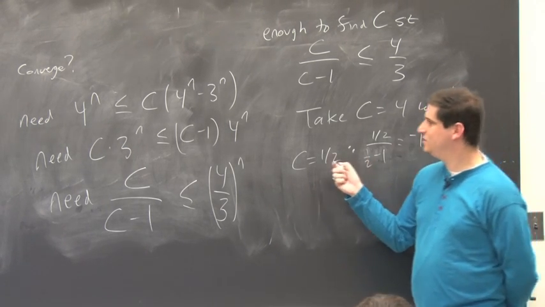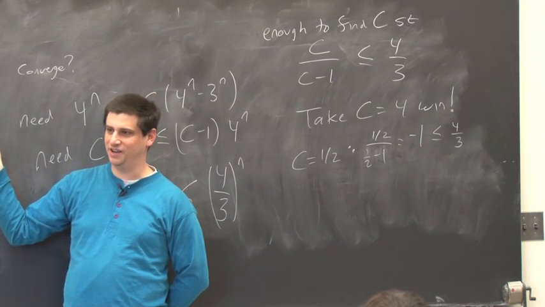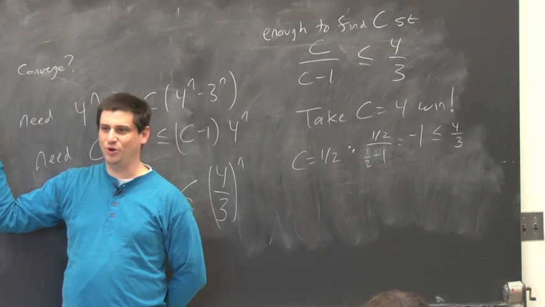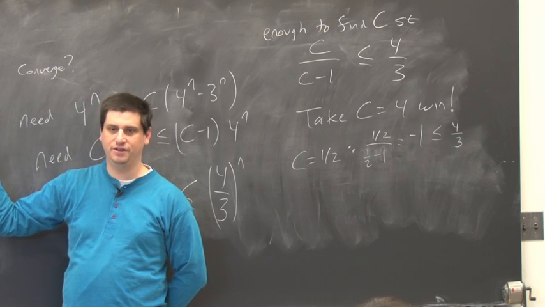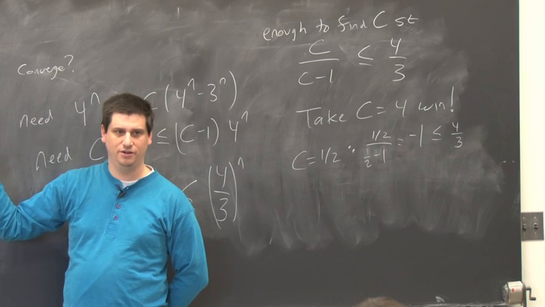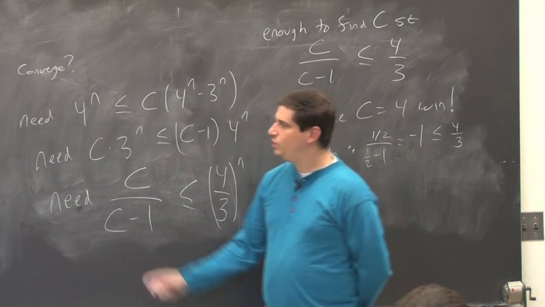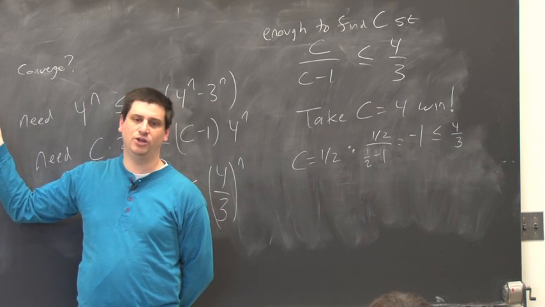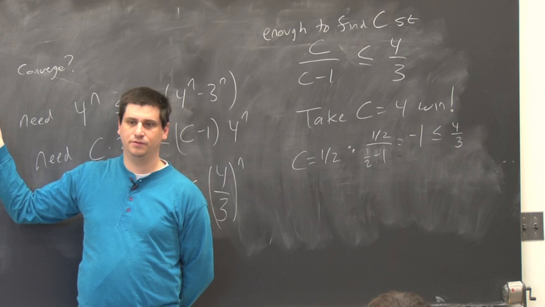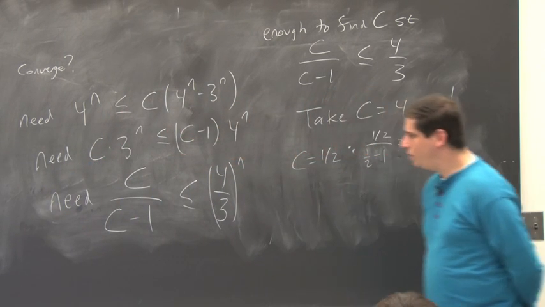Wait a minute, but if I take c equals 1/2, this wasn't less than or equal to 1 over 4 to the n. If it's not less than or equal to 1 over 4 to the n, it's clearly not going to be less than or equal to 1/2 times 1 over 4 to the n. So something is wrong. When we look at this, what's the minimum value of c? We know c has to be at least how large? C has to be at least 1. So the question is, what went wrong?